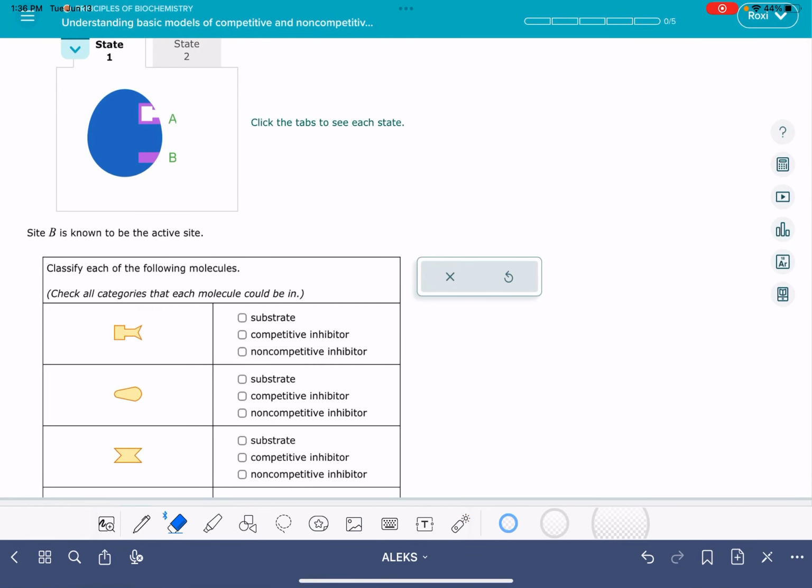In this video, we're going to work on the ALEKS problem called Understanding Basic Models of Competitive and Non-Competitive Inhibition. There's a couple of different ways that this problem is worded, but no matter what the version of the problem is, they all kind of look the same.